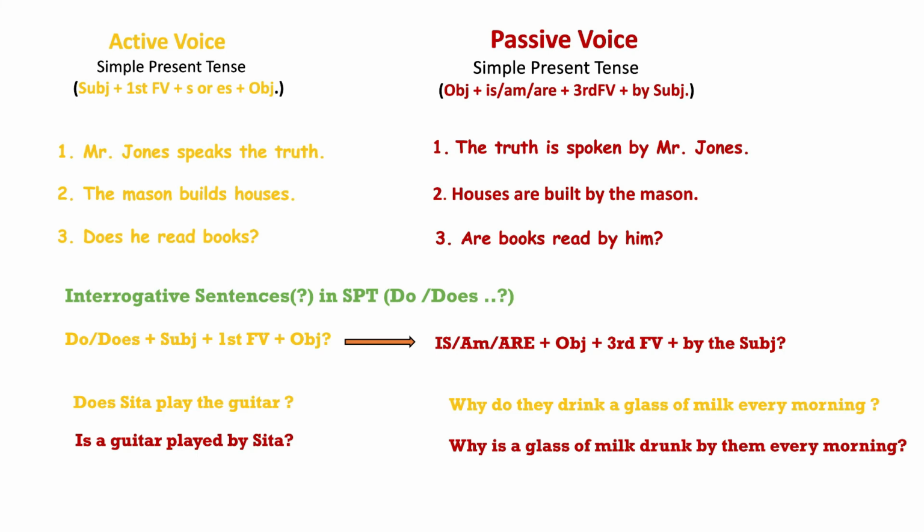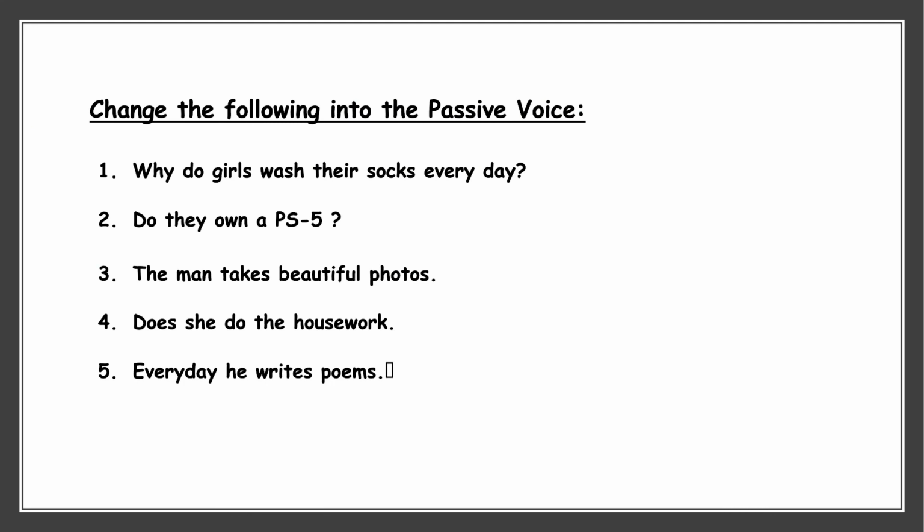Now I think we can go on to our next slide. On our next slide, I have some questions for you to attempt. Question number 1. Why do girls wash their socks every day? It begins with WH words or question words again. You also, when changing it to the passive voice, it will also start with this. Remember, do they own a PS5? The man takes beautiful photos. It's in the plural form. The object is in the plural form.